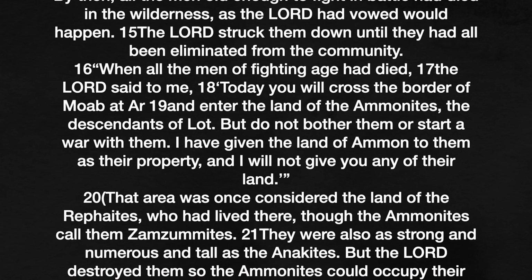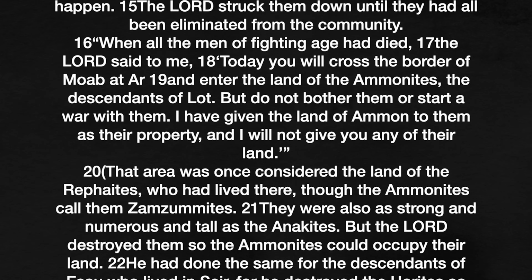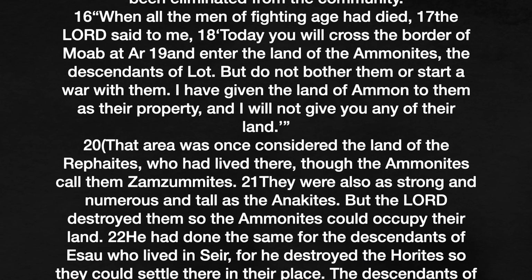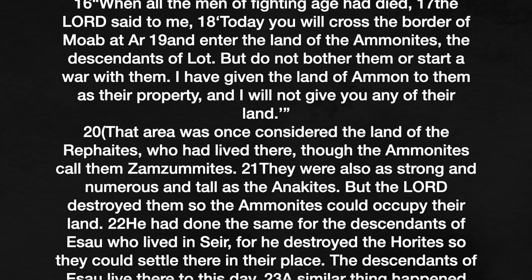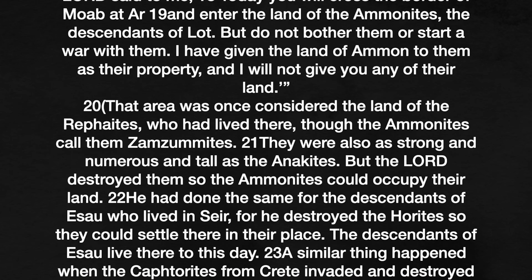That area was once considered the land of the Rephaites, who had lived there, though the Ammonites called them Zamzummites. They were also as strong and numerous and tall as the Anakites, but the Lord destroyed them so the Ammonites could occupy their land.